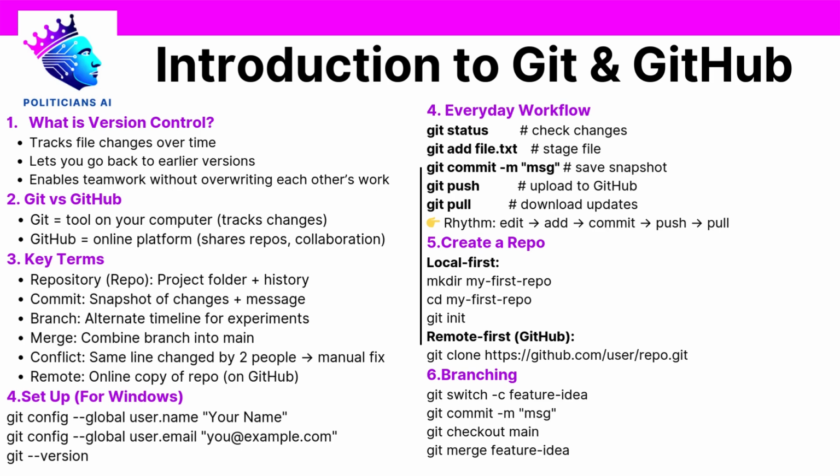Together they make work traceable, teamwork transparent, and projects resilient. Your next step is simple. Create a repository. Make a small change. Commit with a clear message. Push to GitHub. Open a pull request and invite feedback.